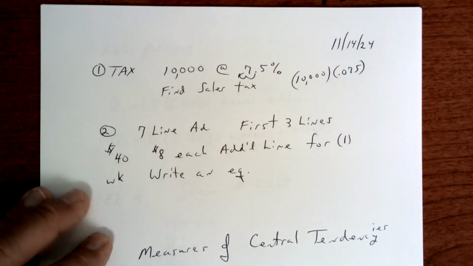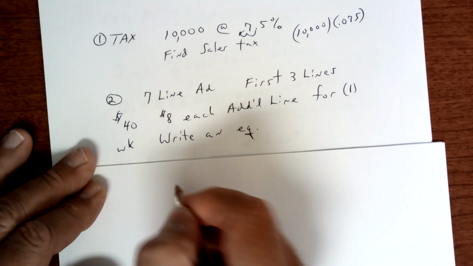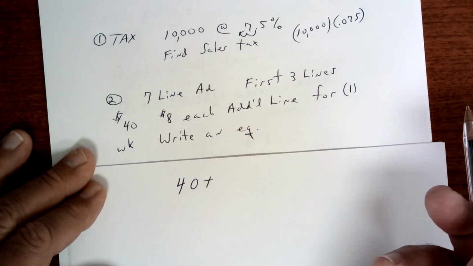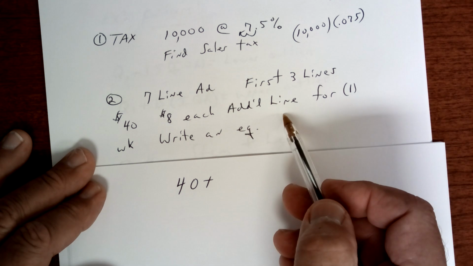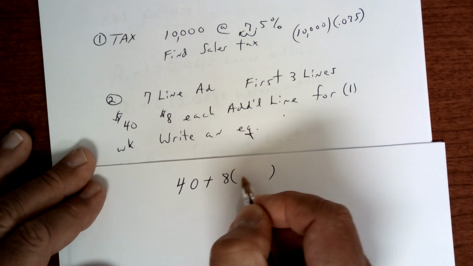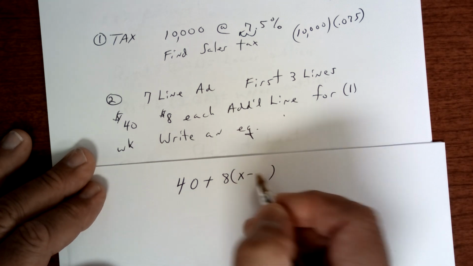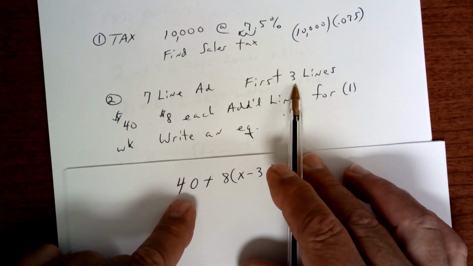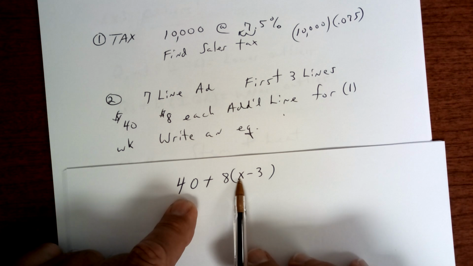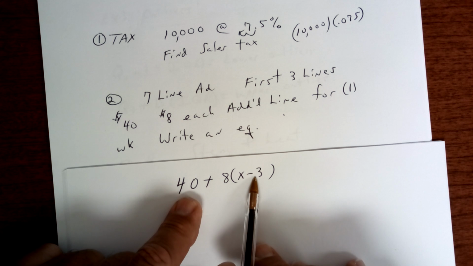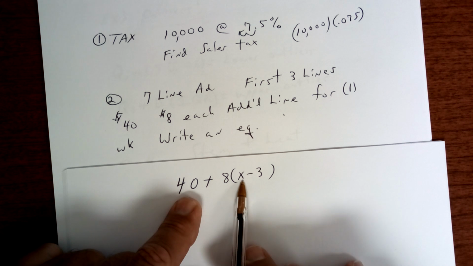Here you have a 7-line ad. First three lines are $40. So that's going to be $40 plus. Now you have $8 for each additional line. So it's going to be 8 times x minus 3, because the first three lines are $40. So you already have that accounted for. And there it is. So if it's 4 lines, then it's 4 minus 3 is 1 times 8. So it'd be $48. Make sure you understand that equation. Anything more than 3 would be $8.